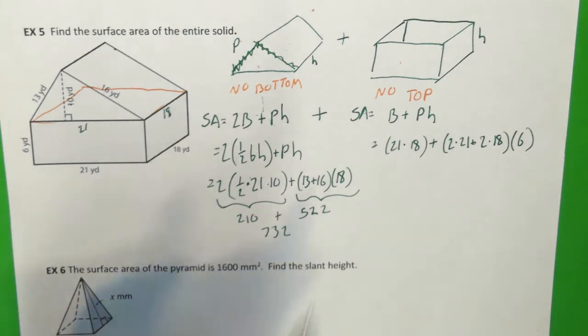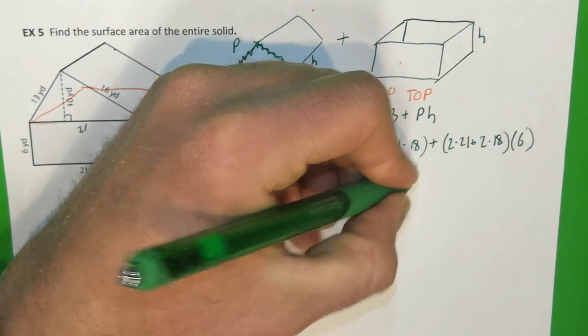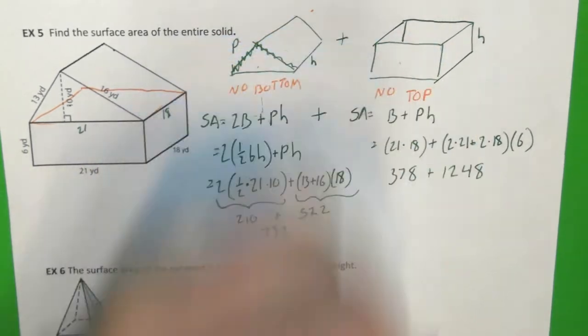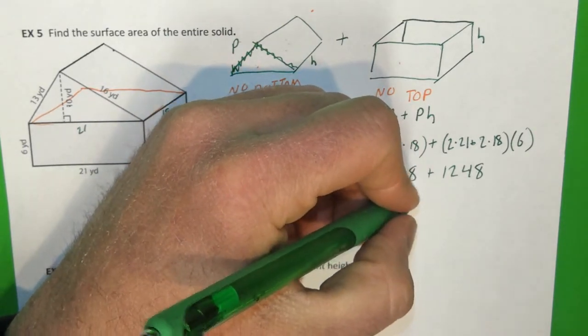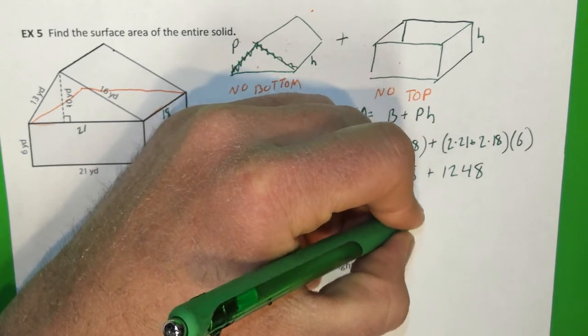Now, the only trick for this one was, once again, that it didn't have two bases. It only has one base. So if we start doing some calculations for this one, we're going to end up with 378 for the base. And then we're going to end up with 1,248 for the lateral surfaces. And that is going to give us an added total of 1,626.